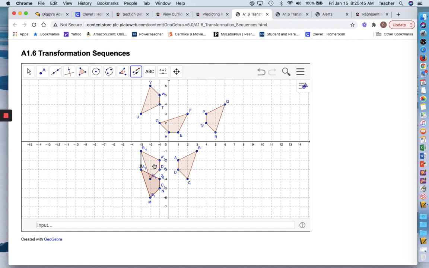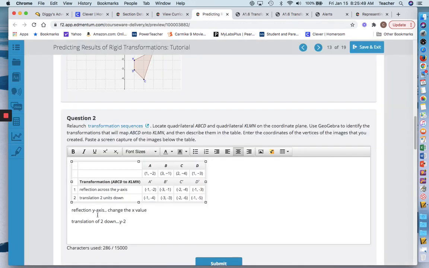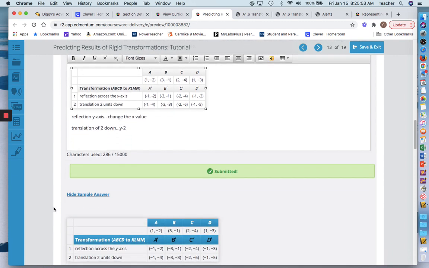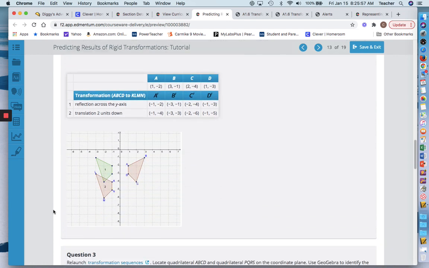All right, you guys. So if you're a visual person, there you go. We reflected. We translated down 2. If you are wanting your cheat codes, there they are. And you can hit submit. It's going to give you the figure below it as a sample answer. So there you go. Reflection across the y-axis, translate 2 down.